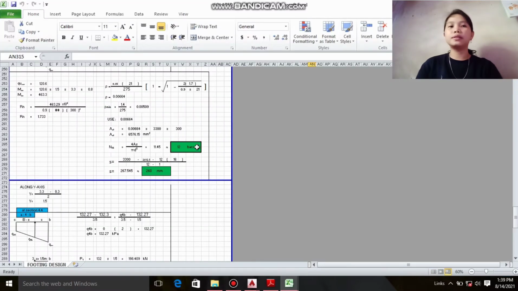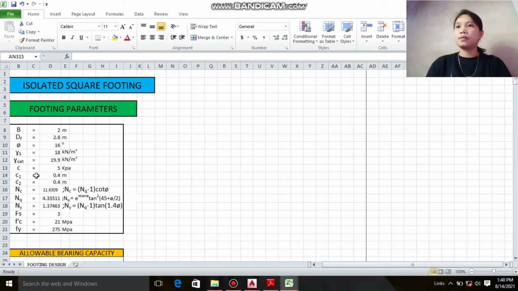For the isolated square footing, the footing parameters: the base is 2 meter, and the depth of footing is 2.8 meter, and the bar diameter of 16, and the concrete strength is 21 MPa, and the yield strength of footing is 275 MPa.